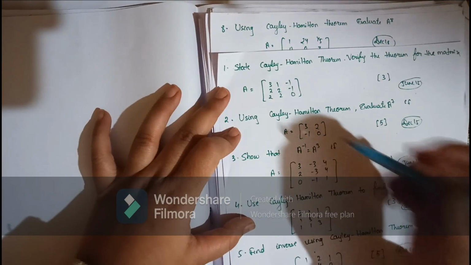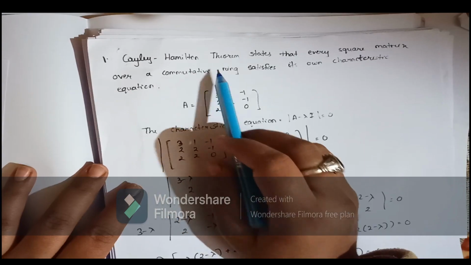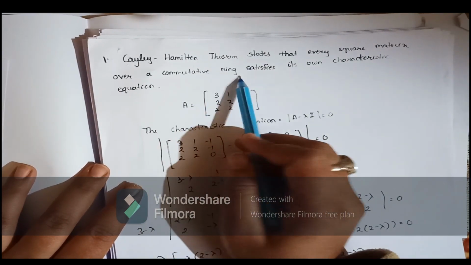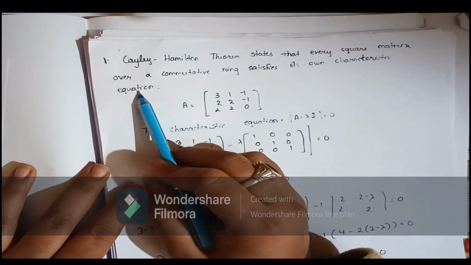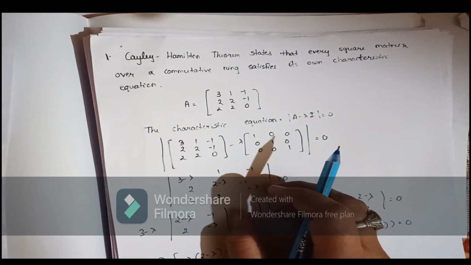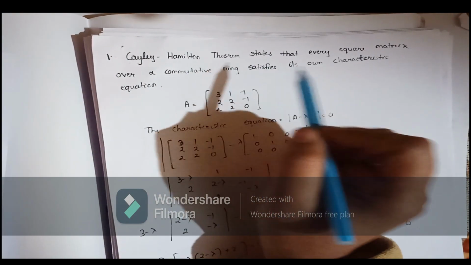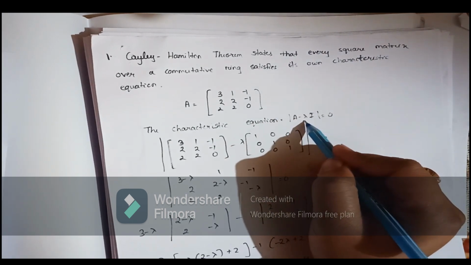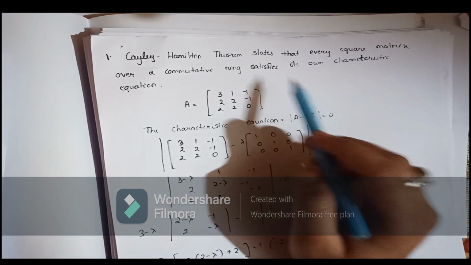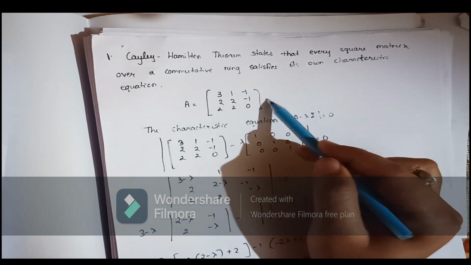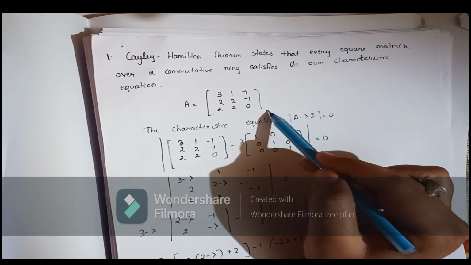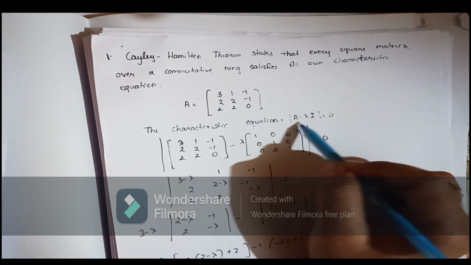So let's start. This is the matrix given, and the Cayley-Hamilton theorem states that every square matrix over a commutative ring satisfies its own characteristic equation. In simpler words, the Cayley-Hamilton theorem says that the characteristic equation, I explained this to you before, this is the characteristic equation. Whatever the matrix is, square matrix means 2 by 2 or 3 by 3 or 4 by 4. So any square matrix will satisfy this condition.